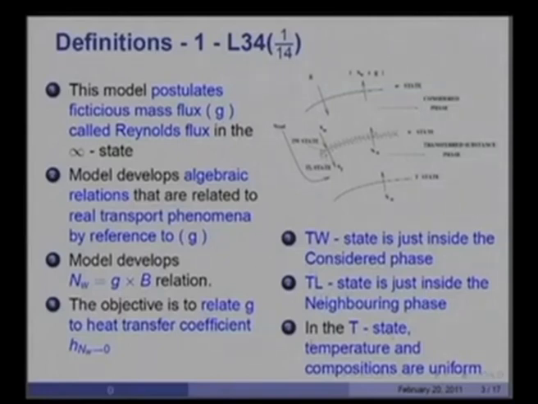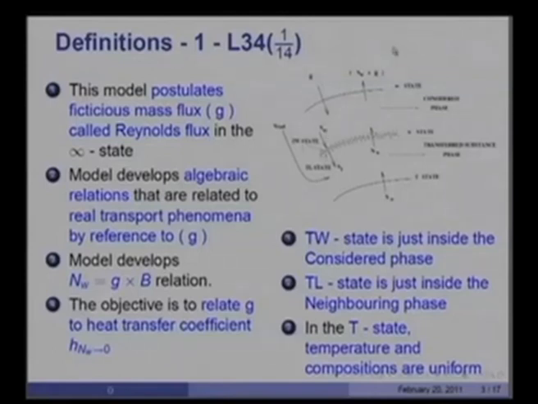In the T state, as you remember, there are no temperature or composition gradients, because they are uniform. In addition, we shall also postulate that there will be conduction heat transfer from the considered phase to the W state, and there can also be possibly some temperature variation from deep inside the transferred substance phase to the interface, in which case there would be some conduction heat transfer even in the transferred substance phase, which I have called QL. This is QW in the considered phase.